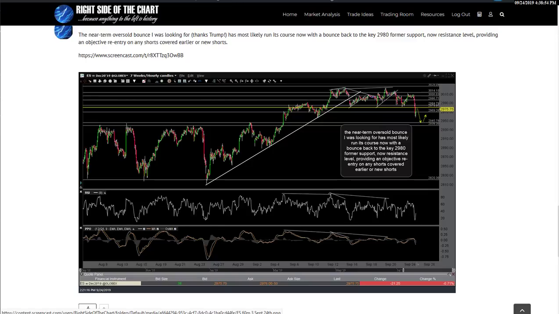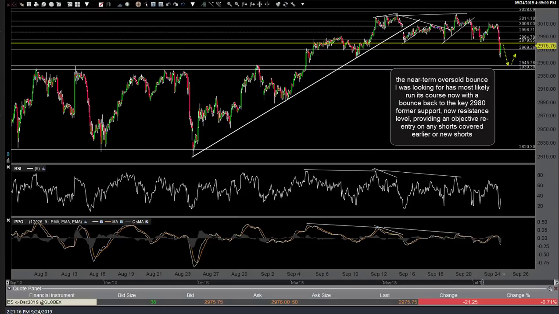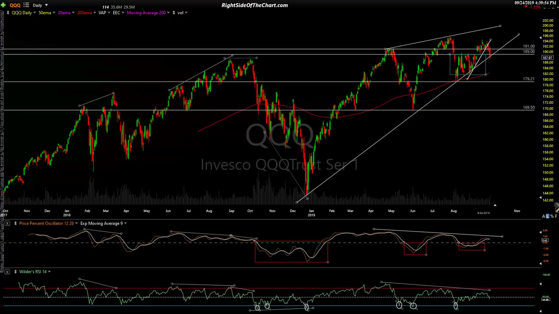And then in that same post, in the comment section below, when we had that bounce back to 2980, I took a screenshot and just said, there it is. There's the near-term bounce I was looking for. It's run its course, and that's your objective level to add on, which proved to be so far. We haven't come all the way down to that next target, but you certainly had a very lucrative trade if you're trading futures to short that kickback to the 2980 level on ES.